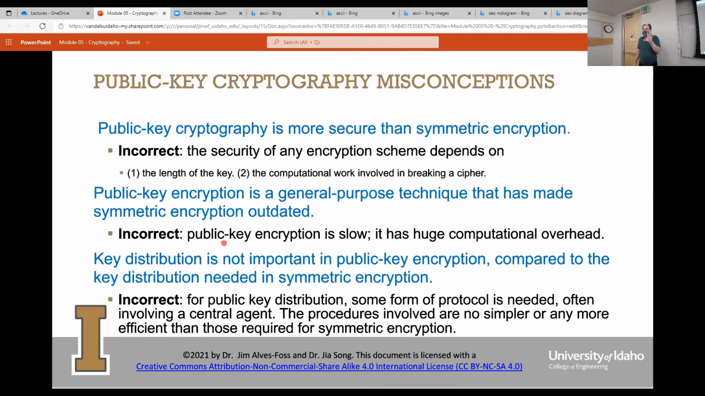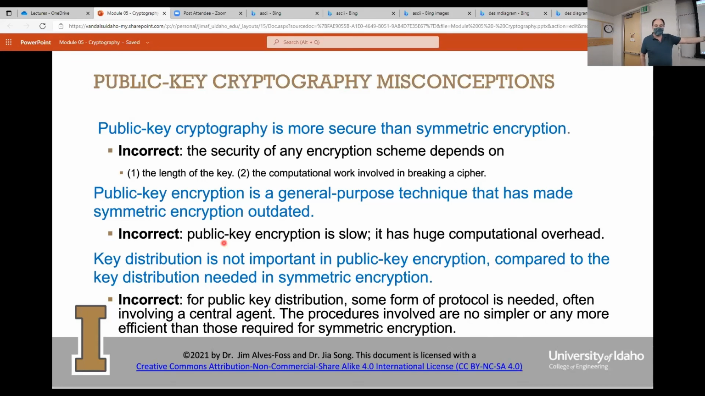There's some misconception about public key. It's more secure than symmetric key? Actually, it all depends on the length of the key and the computational work involved in breaking it. The power of public key cryptography is key distribution. Public key is easy to put out there. Is it a general purpose technique that made symmetric key outdated? No, it's slow. Public key is 100 to 1,000 times slower than symmetric key.